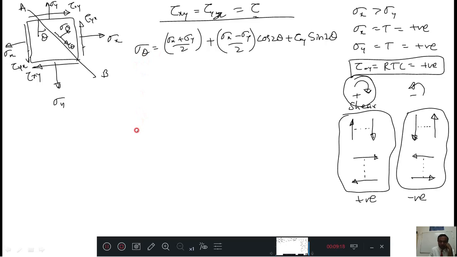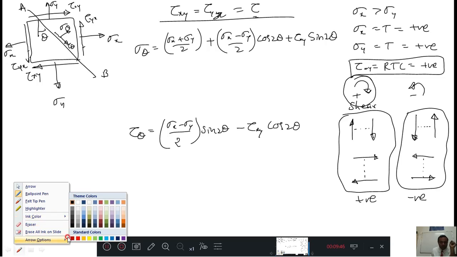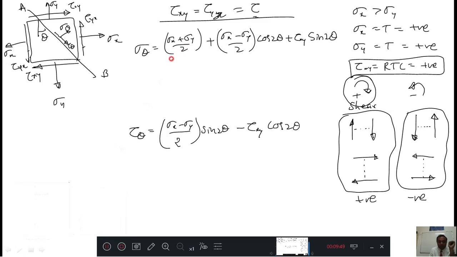This is one equation. Another equation, the tau theta equation, is sigma x minus sigma y by 2 sin 2 theta minus tau xy cos 2 theta. Right? Two equations we have. Now look here. Whatever I wrote here in red color and black color is all predetermined, meaning we already know about them. There is nothing new in this. But the new thing comes here, what Mohr thought about all these things.